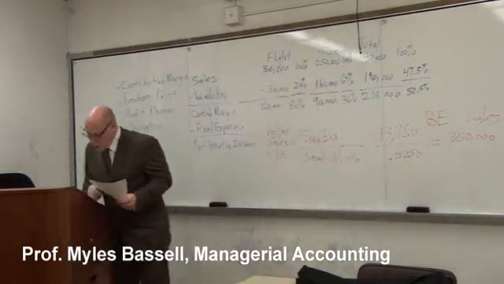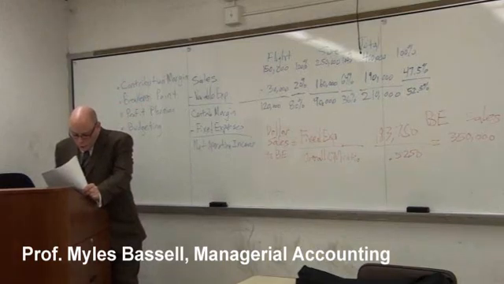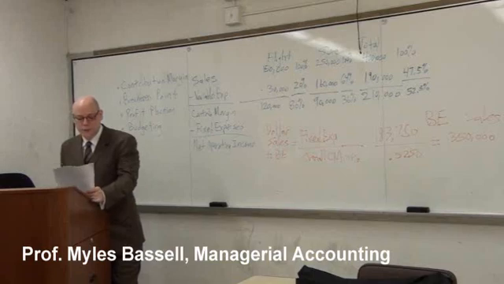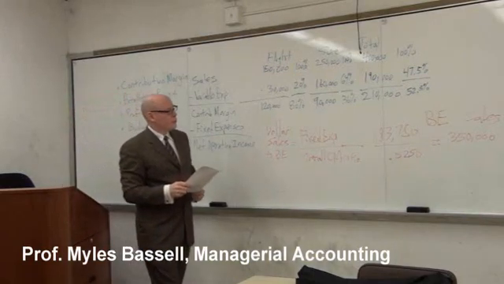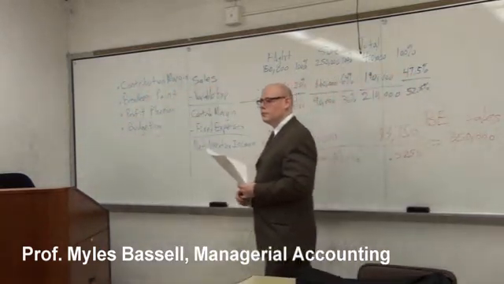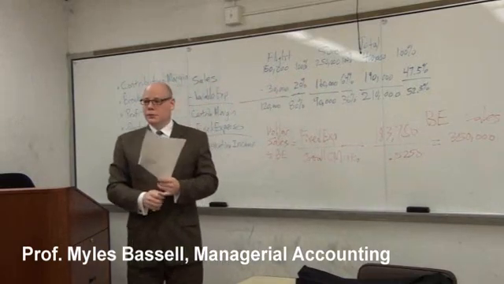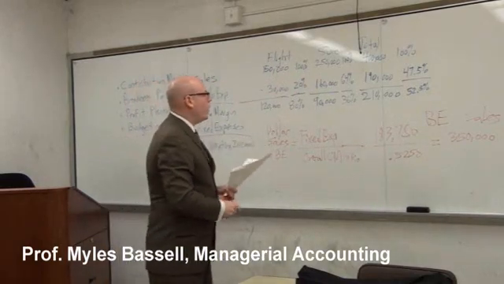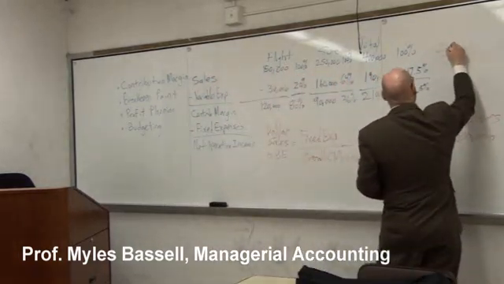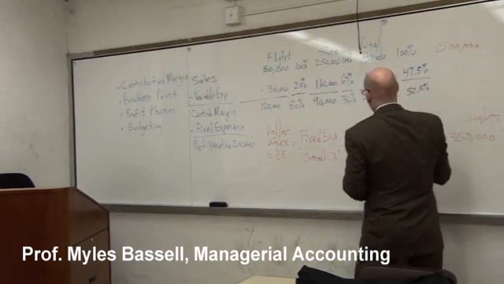And the next part of the question is what? It says, what if sales were to increase by 100,000 pesos a month? By how much would you expect net operating income to increase? What do you think? Right, so what happens if our sales go to 500,000? How much is our net operating income going to increase?